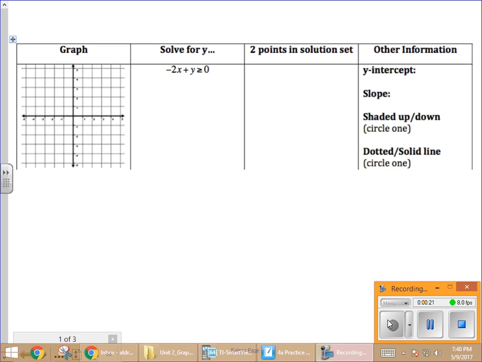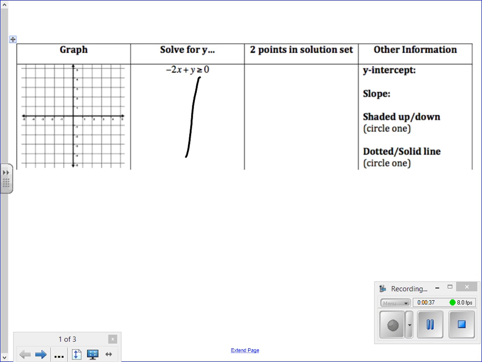So, I have a graph, then I have an inequality that I need to solve for y. I'm going to end up, after I solve, writing down 2 points in the solution set and then writing some information about the y-intercept and slope. Okay? So this first equation, in order to solve for y, I always have to start by drawing my line to keep things organized.